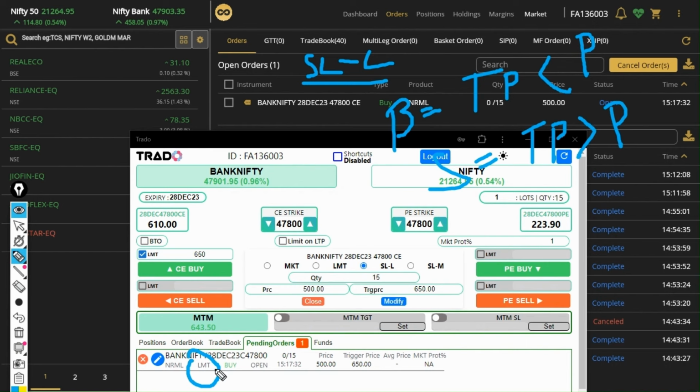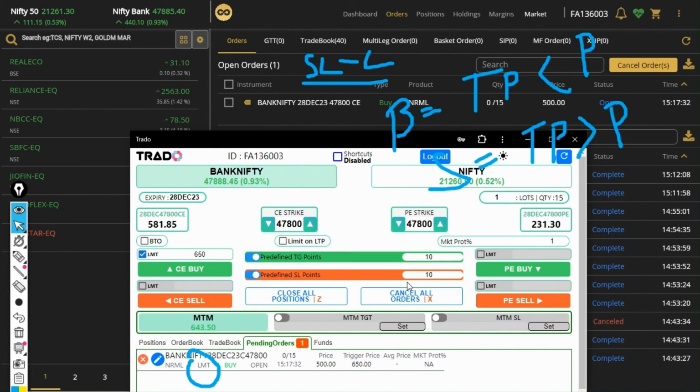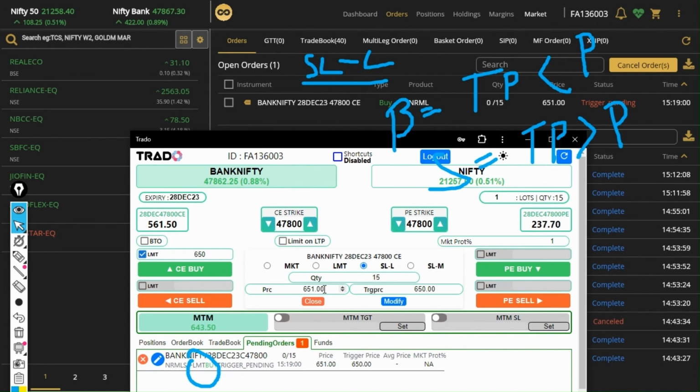So here we have this buy position, and if I want to edit it to an SL limit order, like if I want to place the order at 650, I will place trigger price 650 and price above that, like 651. Just click on it, see, 650 and 651. Suppose I place the price below 650, like 649, then your broker will not take this order. It will not modify it. See, enter price greater than trigger price.